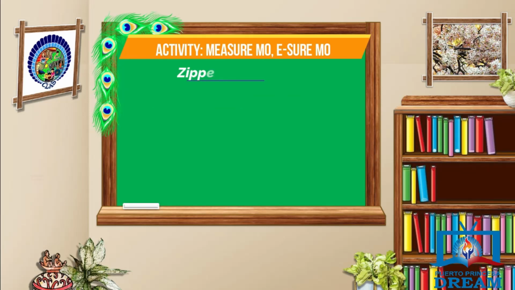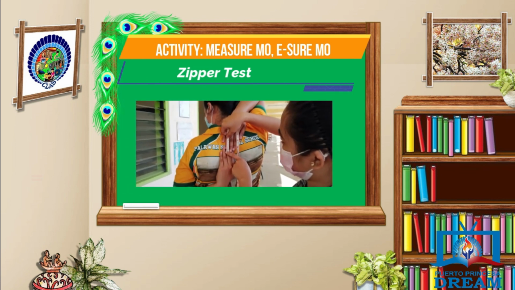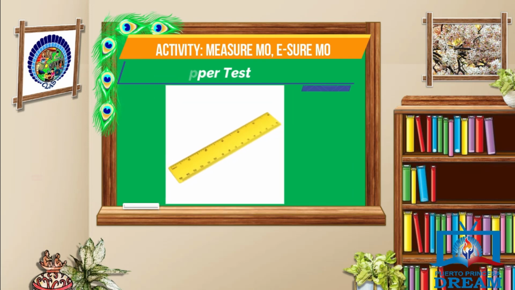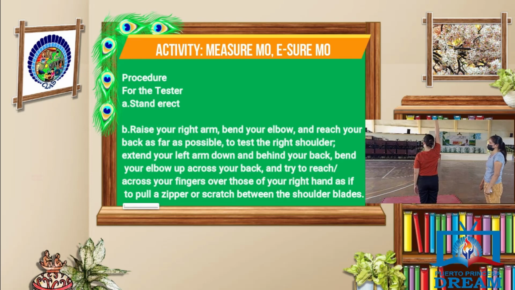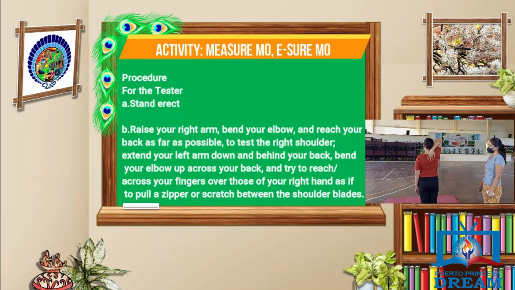Let us proceed with the zipper test. The purpose of this is to test the flexibility of the shoulder girdle. The equipment needed is a ruler. The procedures for the testers are: A, stand erect.